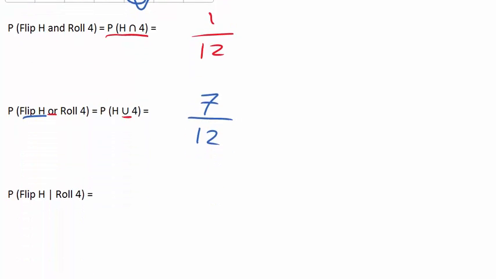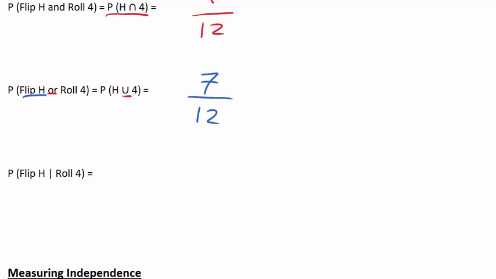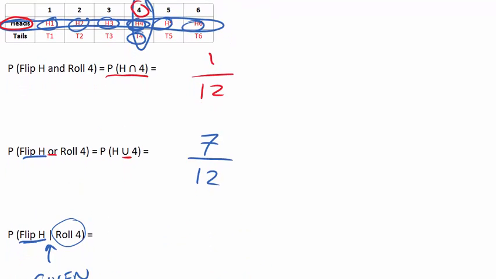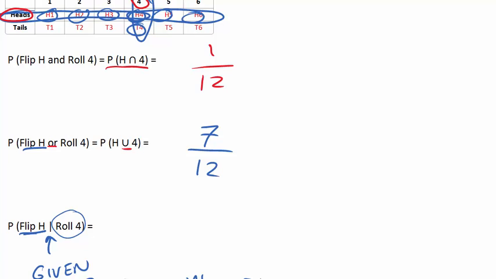So next, what about the probability of flipping heads given rolling a 4? And that symbol is a given. So what we're really looking at now is a conditional probability. And conditional probability says if I want to know the probability of flipping heads, but what I'm given, the condition, is I just rolled a 4. Given that I just rolled a 4, what is the probability that I flip heads?